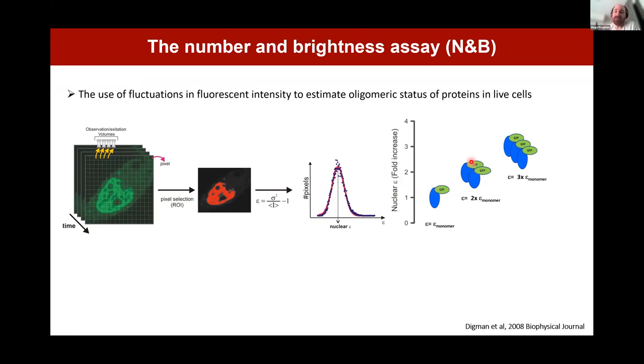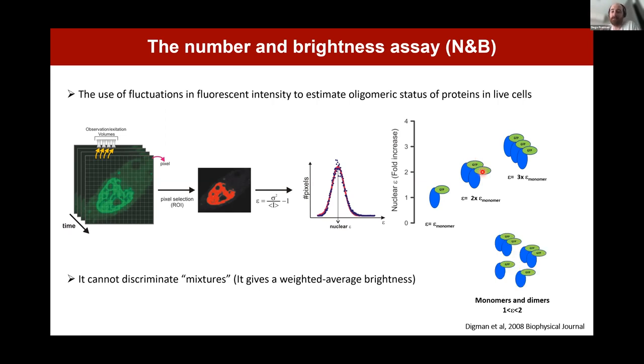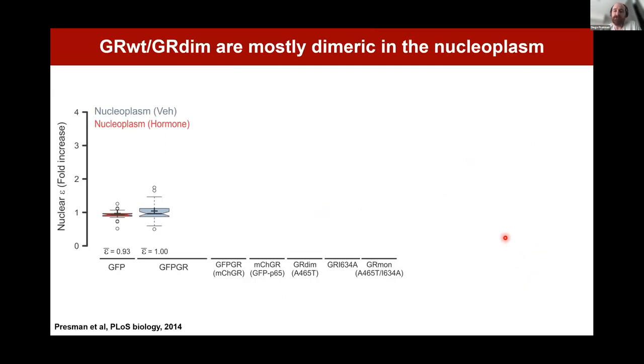One of the caveats of this technique is that it cannot discriminate mixtures of oligomerization states. What do I mean by that? If we have a mixture, let's say monomers and dimers within the same region of the cell, then you're going to receive a weighted average brightness. You will have an intermediate value between 1 and 2, depending on the relative proportion of each of these species, okay? So let's take a look at GR data.